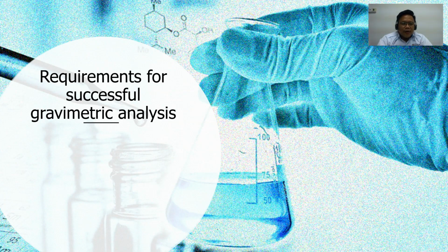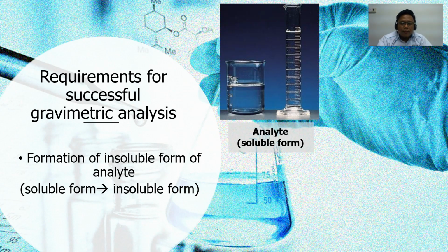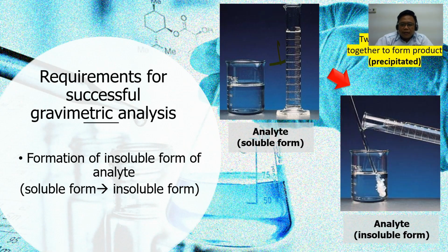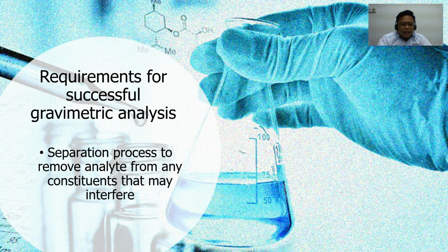Now we move to the requirements for successful gravimetric analysis. The first requirement is that this analysis must involve the formation of an insoluble form of the analyte, from the soluble form to the insoluble form. When two analytes mix together, they must produce a product which will precipitate in the solution. The second requirement is the separation process to remove the analyte from any constituent that may interfere.